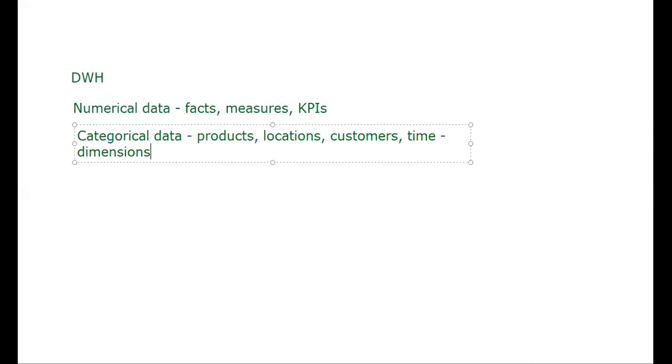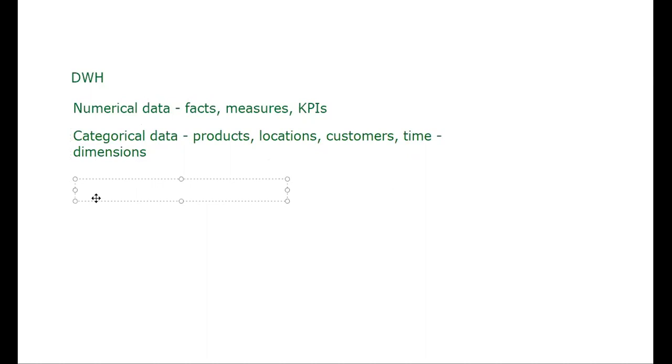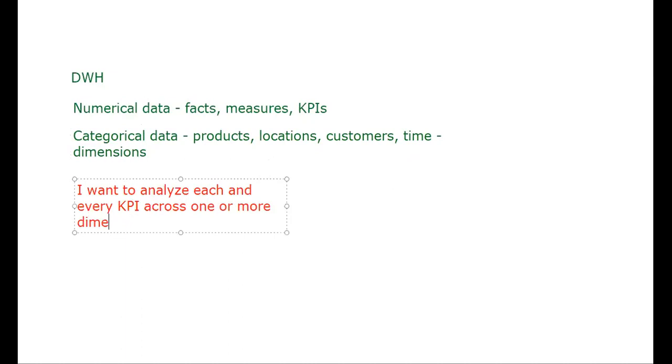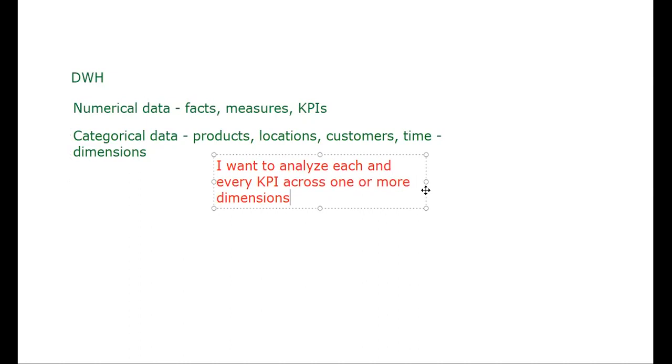Okay. And what does data warehousing assume? Data warehousing assumes that, now you have to be really careful understanding this, that I want to analyze each and every KPI across one or more dimensions. That is the way data warehousing is done. Okay. So what does this mean? Yes. So what does this mean?